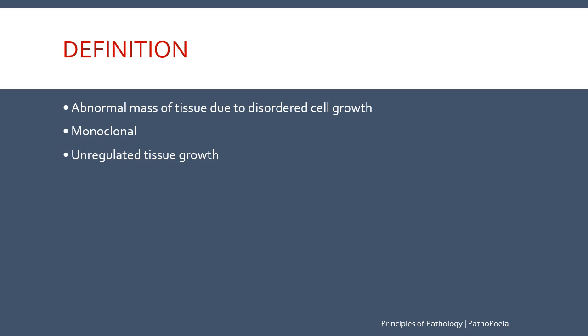Neoplasia can be defined as any abnormal mass of tissue as a result of mutations resulting in a disorganized or disordered cell growth. The very important principle to tie in here is that neoplastic cells are monoclonal. Now this requires a bit of explanation.